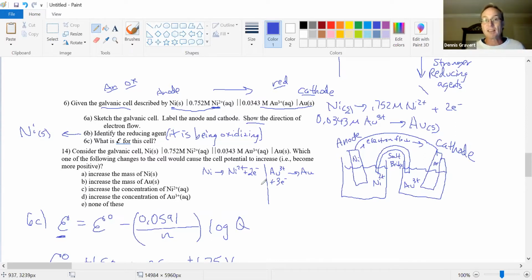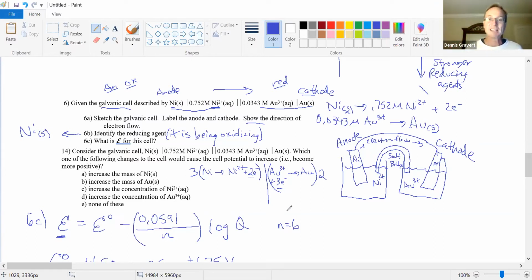Now merge them together. I got 2 electrons and 3 electrons. Now I need them to cancel. You have to multiply all this by 3 to get 6 electrons. And then we have to multiply all this by 2 to get 6 electrons. n is equal to 6. That's as far as you had to go on balancing. We just need to find how many electrons are being exchanged. 6 of them.